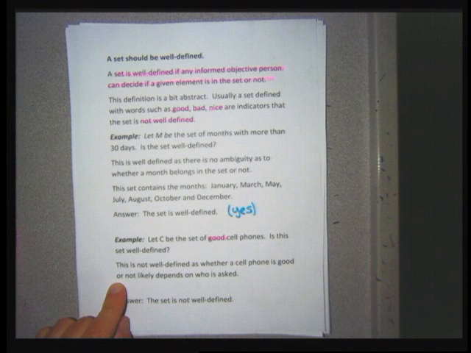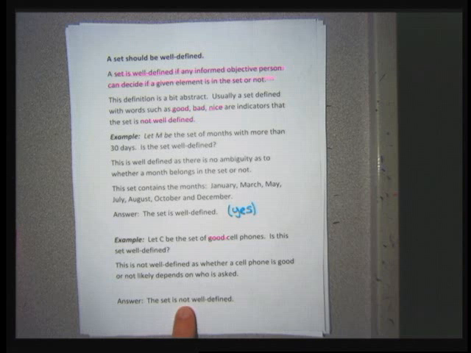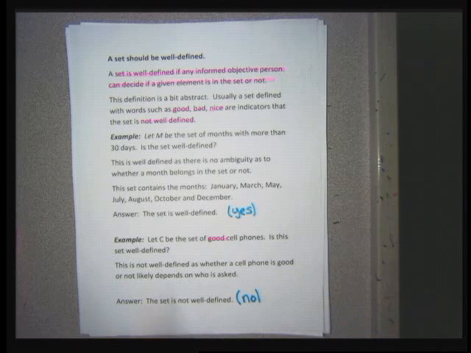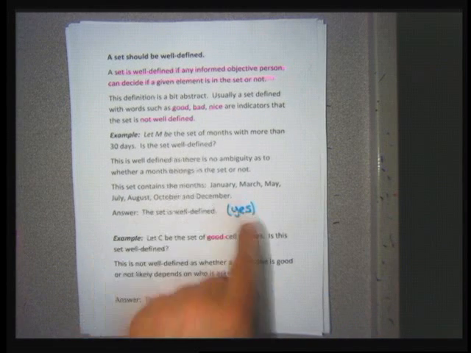So if I tell you a phone, like my mother's flip phone, she thinks it's good because it works for her, but for me, I probably wouldn't consider that a good phone. Because whether a phone is considered good or not depends on the person you're asking, that's not a well-defined set. There isn't a universally accepted list of good phones versus bad phones. So we'd say this set is not well-defined, and again, it probably would have been nicer if I had just said no, meaning is the set well-defined? No. Or is the set well-defined? Yes.